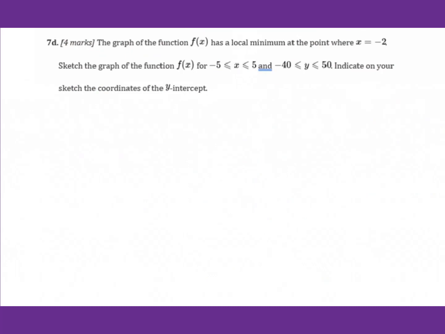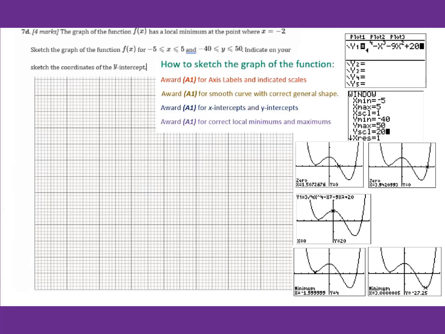Now let's go to 7D. The graph of the function f of x has a local minimum at the point where x equals negative 2. Sketch the graph of the function. For f of x, x will be between negative 5 and 5, and y is between negative 40 and 50. Indicate on your sketch the coordinates of the y-intercept. First of all, you will put this function into y1. Then set up the window as given.